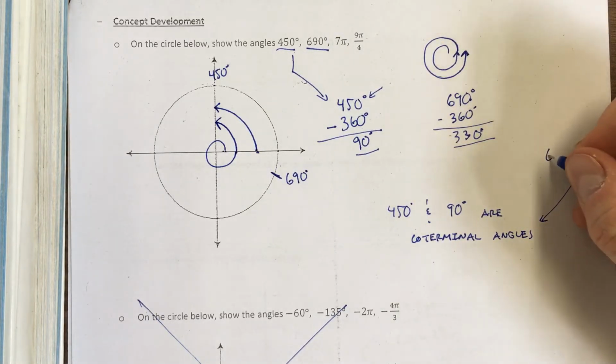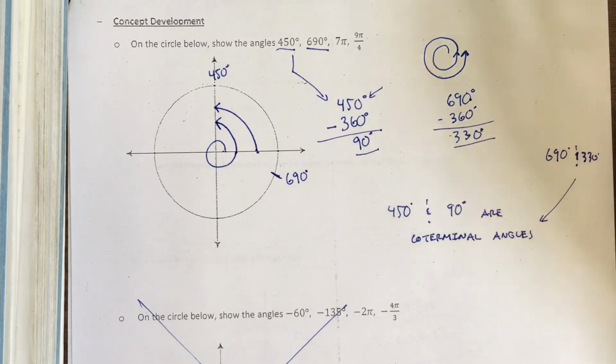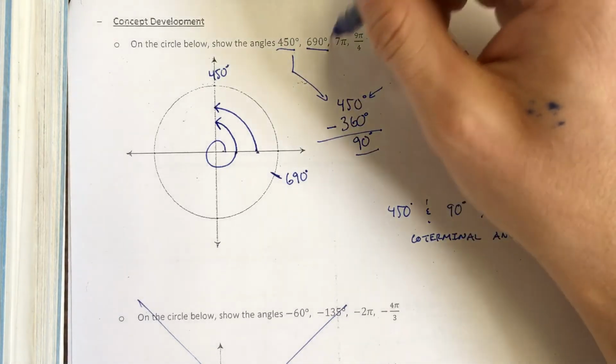And 690 and 330, because of here, those are also coterminal angles. And so we can find these coterminal angles. It's going to be really helpful for us to find those in terms of degrees.